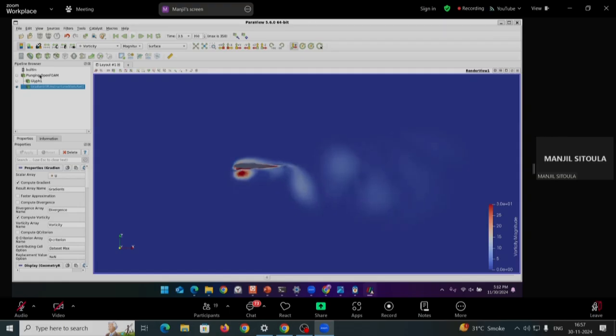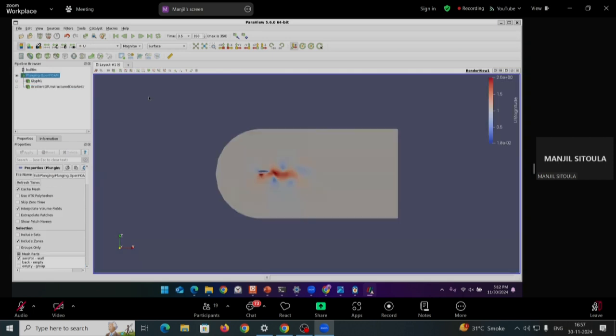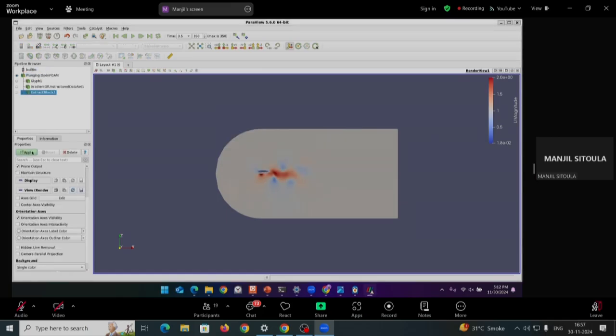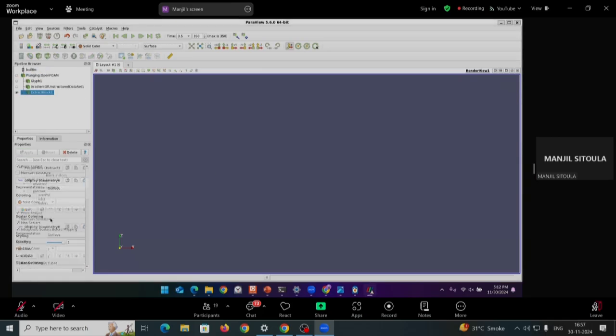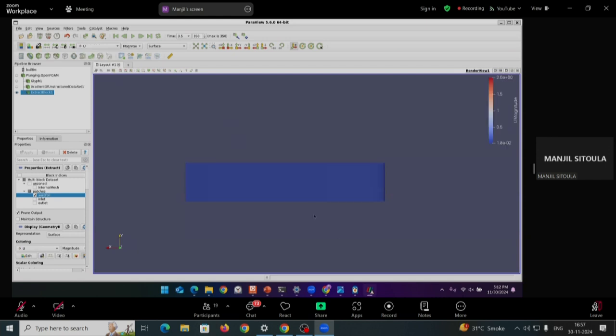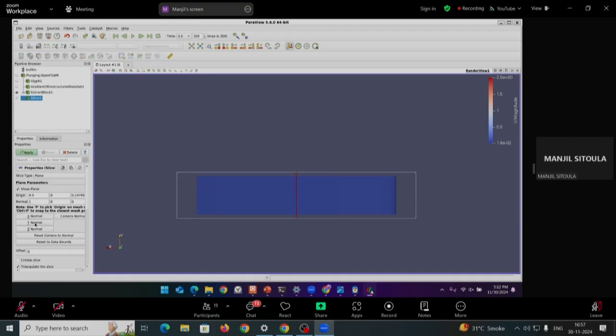One other thing that I also want to show is, let's extract the wall. If we press Control space, then we can access filters by searching. So let me extract the airfoil. So we have our airfoil here. Let me slice this airfoil in the span-wise direction.